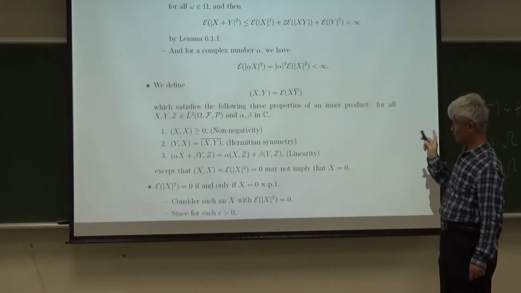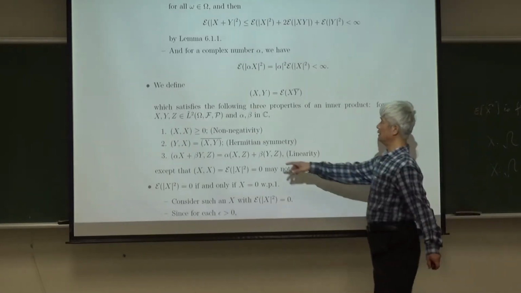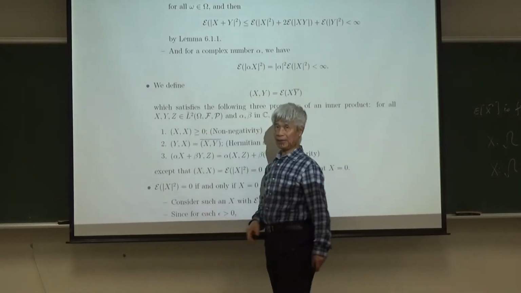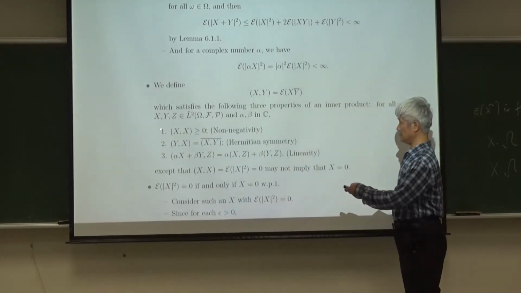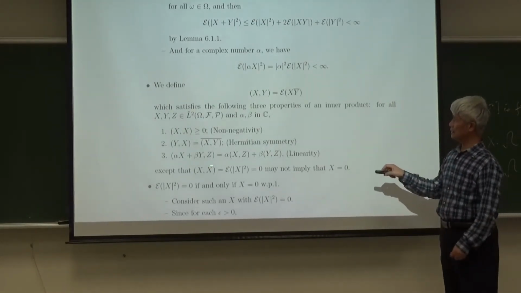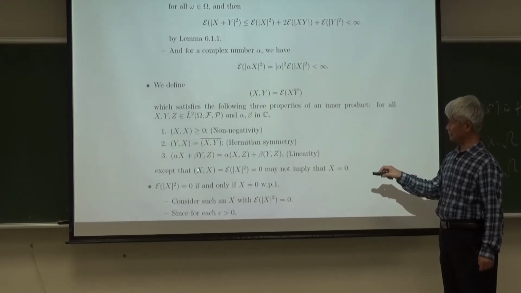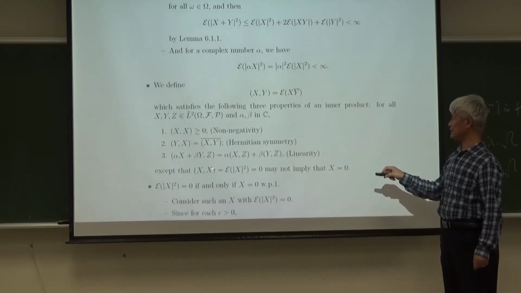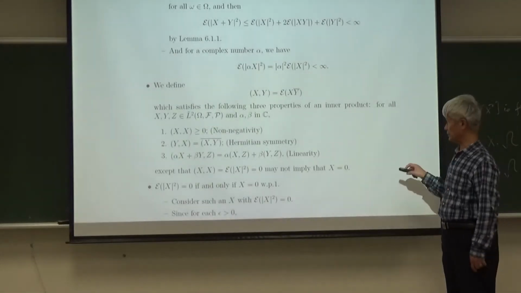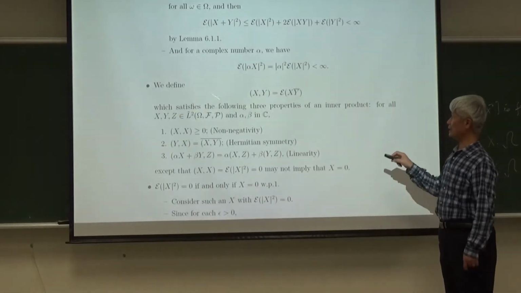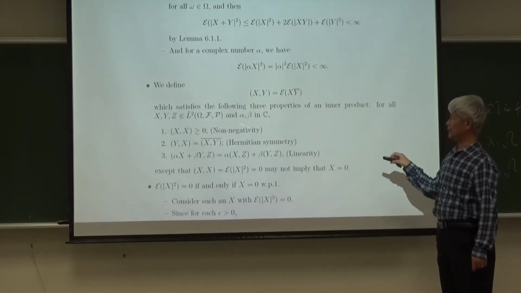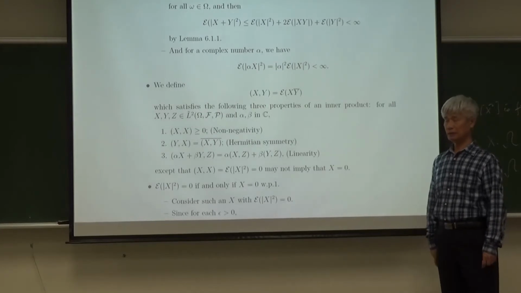The only thing is that if random variable x is 0, of course this inner product is 0. But the problem is that if the inner product of x with itself is 0, then x may not be equal to 0. So the first axiom is not perfectly satisfied.